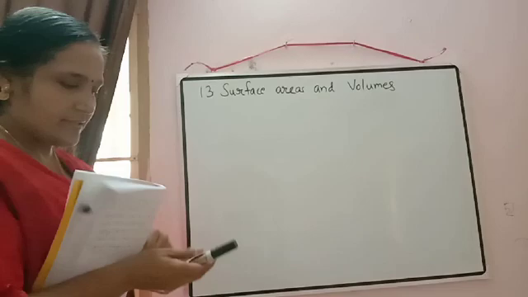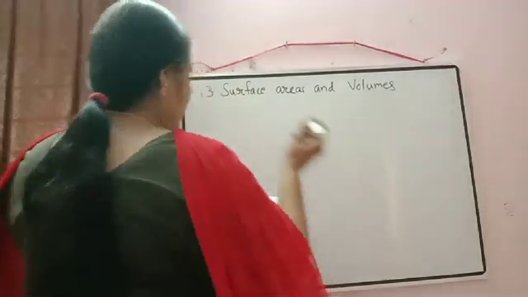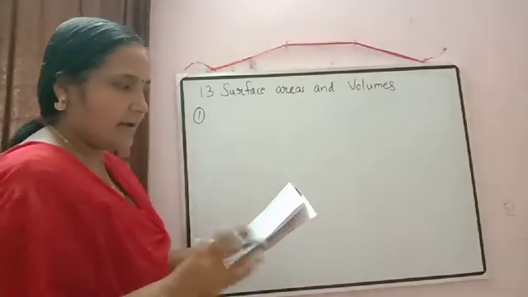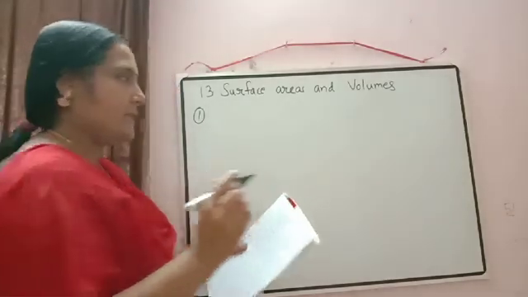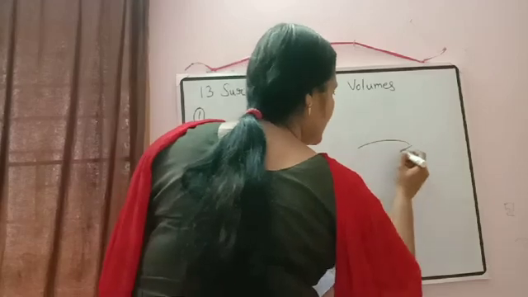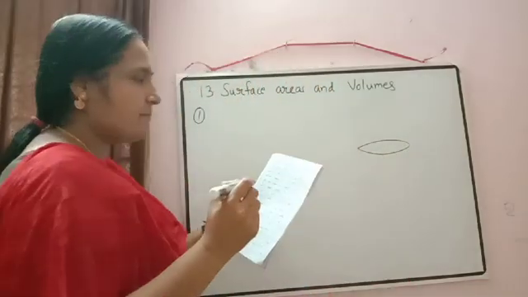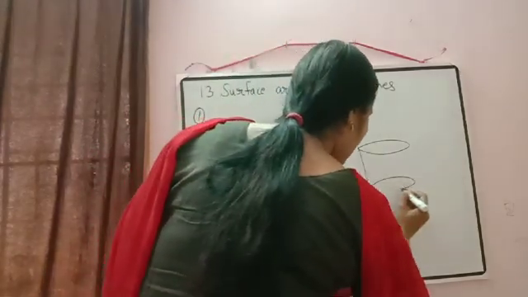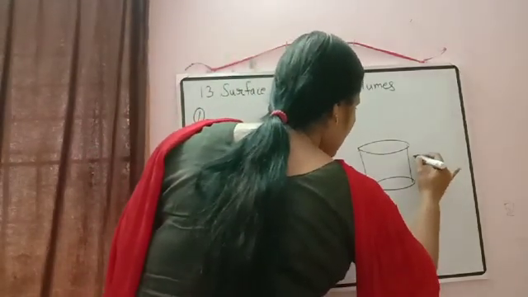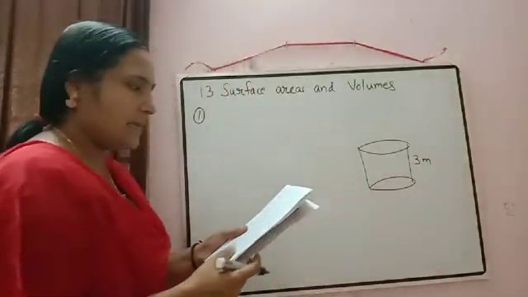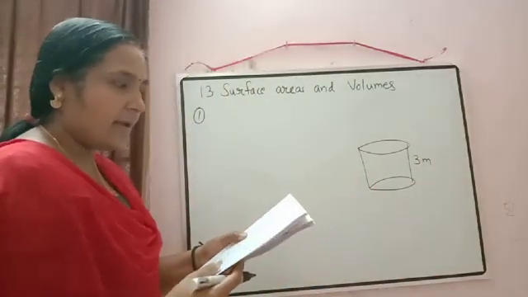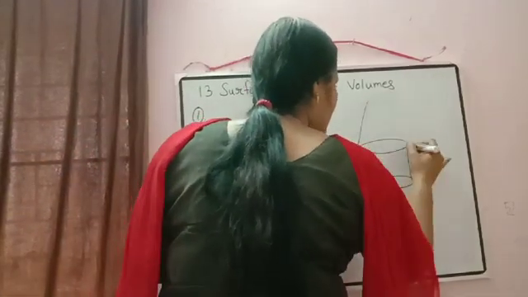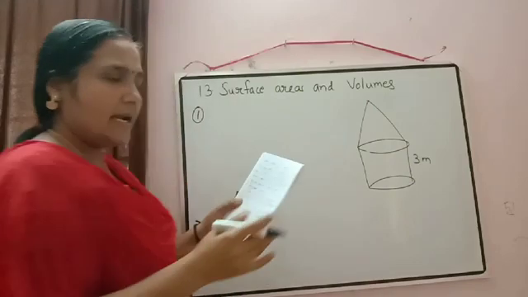The first question is: a circus tent is in the form of a cylinder up to a height of 3 meter. Whenever you are writing the question, draw the diagram also. It is in the form of a cylinder, and above the cylinder we have the shape of a cone. In this way the diagram will come.